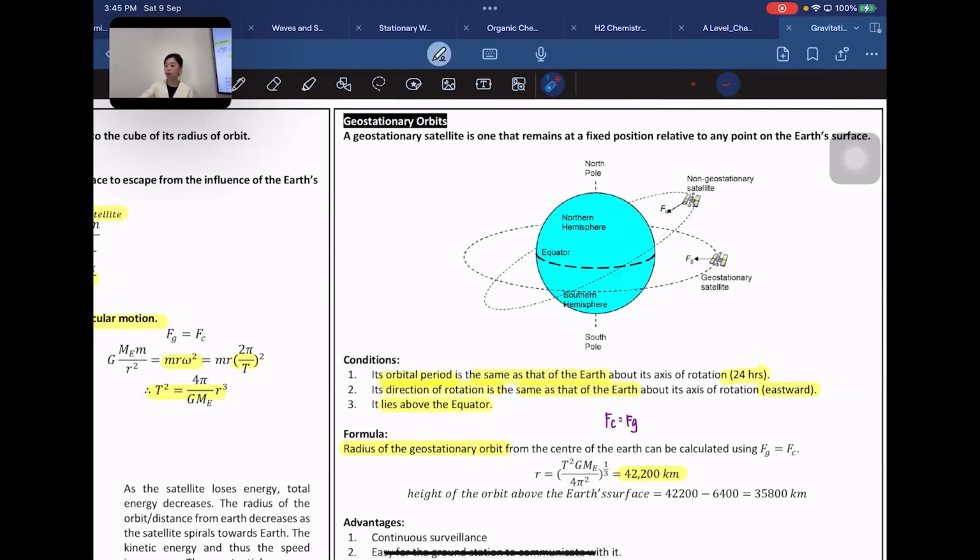But the main application at the end of the day is still talking about centripetal force. Okay, how centripetal force causes your object to rotate around your orbit. And the centripetal force is provided by the gravitational force. You understand? Okay, good.